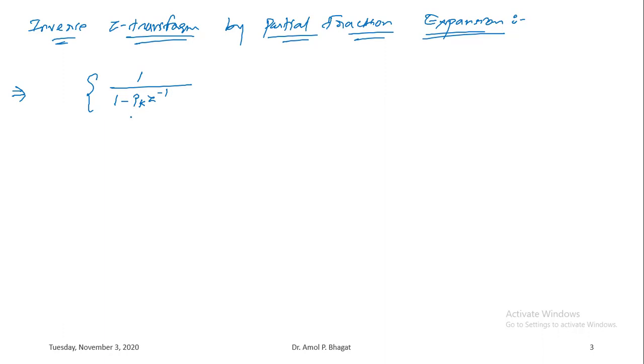So here this pk is nothing but the pole value, you can consider it as that. So if your X of z is in this form after applying the partial fraction expansion, that is 1 upon 1 minus pk z inverse, then its inverse Z transform will be simply any one of these, that is pk raised to the power n into u of n, or it can be minus pk raised to the power n into u of minus n minus 1, depending on the ROC condition.